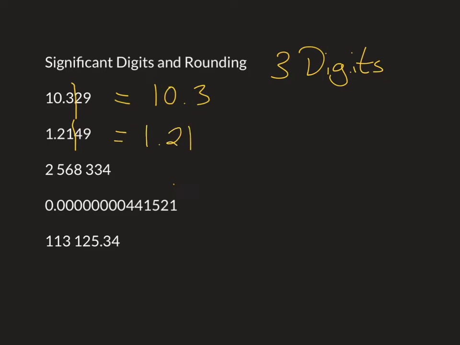1.21. Had that been a 5 or higher, I would have rounded up. But I really don't care that this 9's here. I only care what number is sitting in this spot. Okay, so we're going to keep it as 1.21.